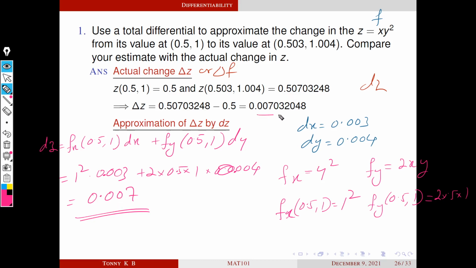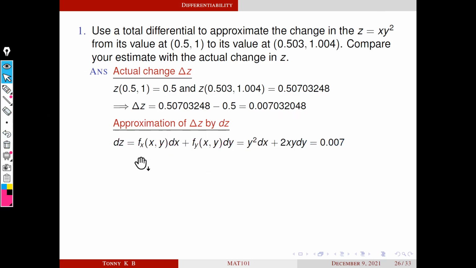Okay, this is our actual change. The actual change is 0.007032048, and this is the approximate change using our linear approximation. Then how much better is this approximation? That's our next concern. So dz is equal to this one. I'll take the derivative and substitute all the values, then this becomes 0.007.